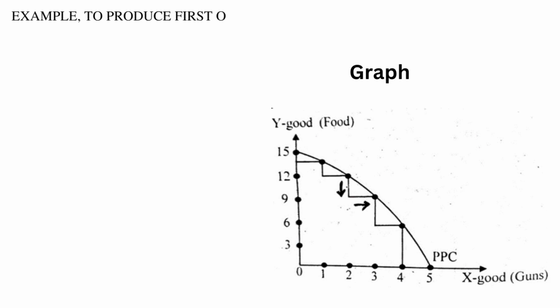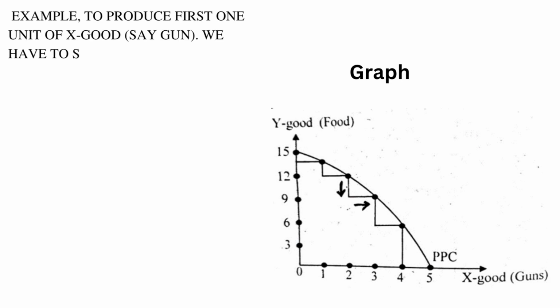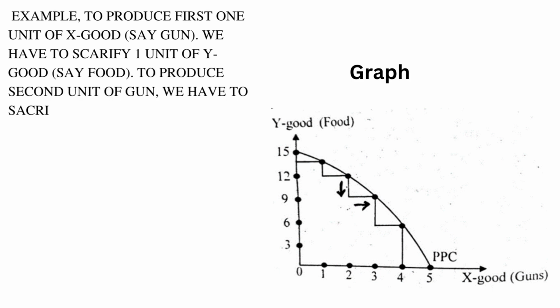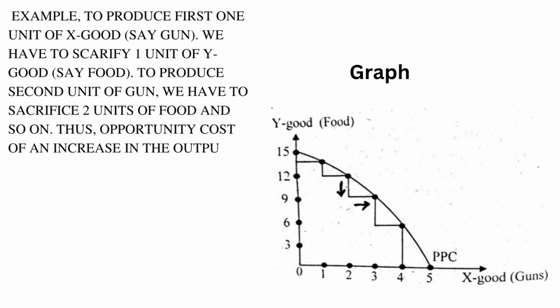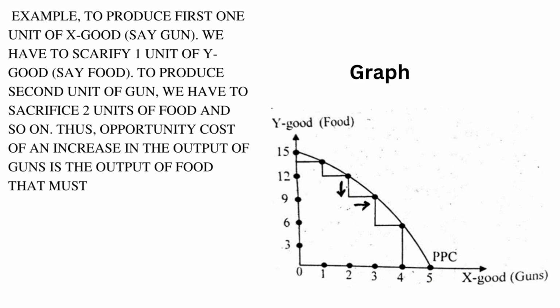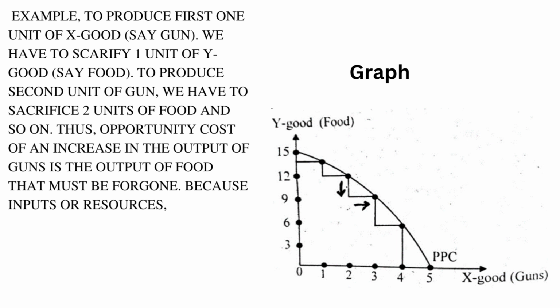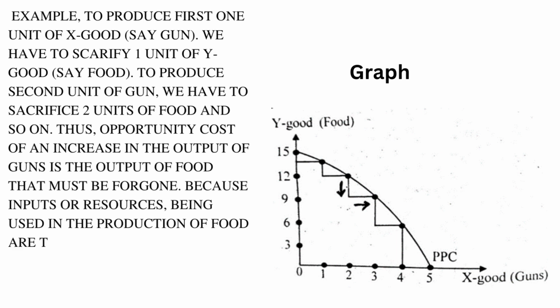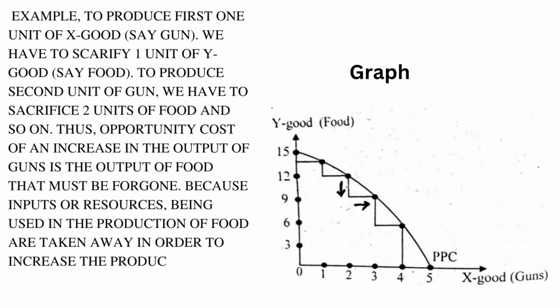Example: to produce the first 1 unit of X good, say gun, we have to sacrifice 1 unit of Y good, say food. To produce the second unit of gun, we have to sacrifice 2 units of food, and so on. Thus, opportunity cost of an increase in the output of guns is the output of food that must be foregone, because inputs or resources being used in the production of food are taken away in order to increase the production of guns.